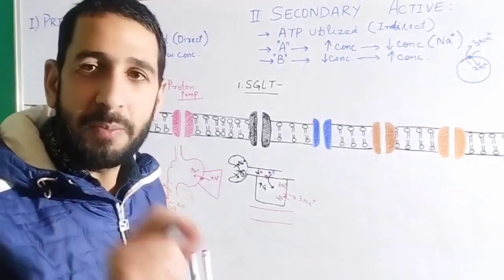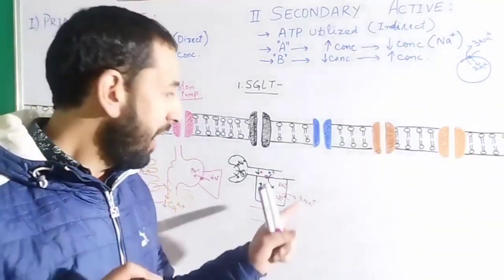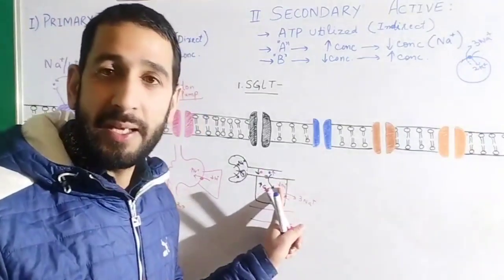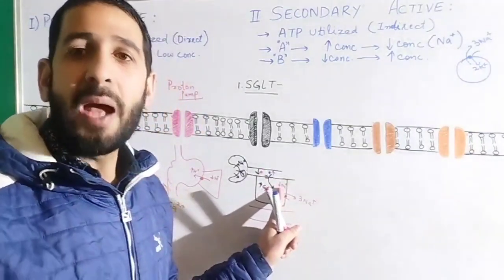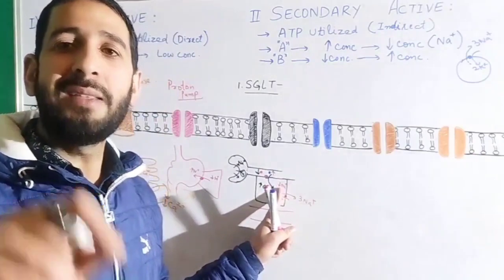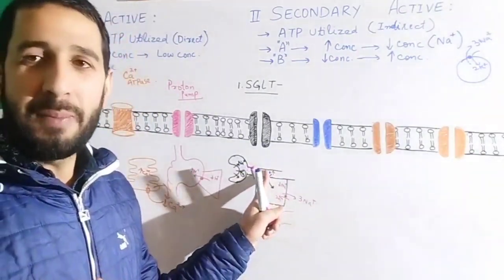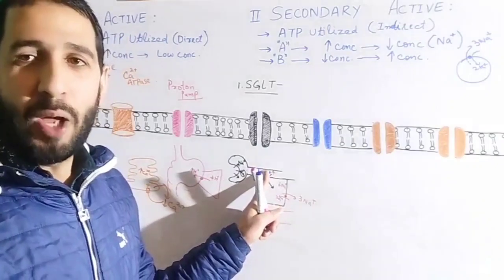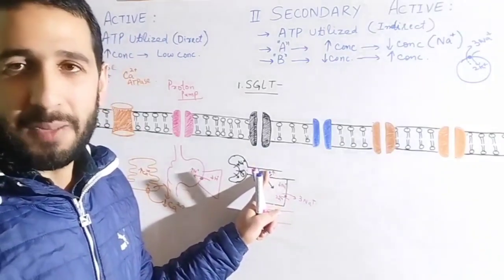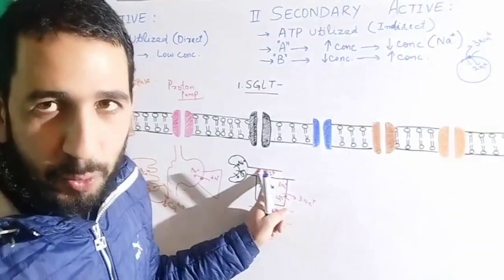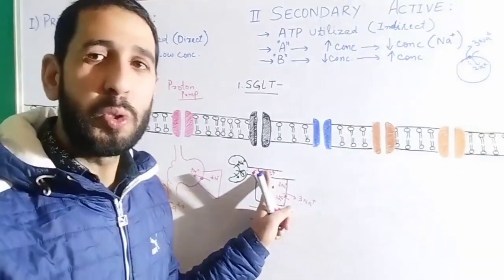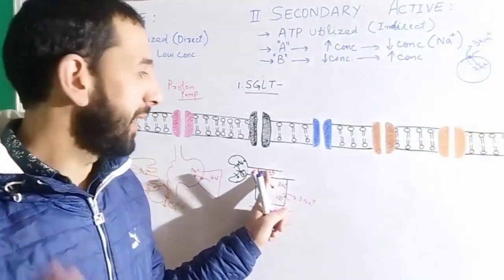sodium potassium ATPase सोडियम को बाहर नहीं भेजेगा, हम सोडियम की कॉन्सेंट्रेशन सेल के अंदर कम नहीं कर पाएंगे. अगर सोडियम की कॉन्सेंट्रेशन सेल के अंदर कम नहीं है, ज्यादा है, तो हम यहाँ पे सोडियम को ट्रांसपोर्ट नहीं कर पाएंगे. अगर हम सोडियम को ट्रांसपोर्ट नहीं कर पाएंगे तो हम ग्लूकोज को भी ट्रांसपोर्ट नहीं कर पाएंगे. Right?